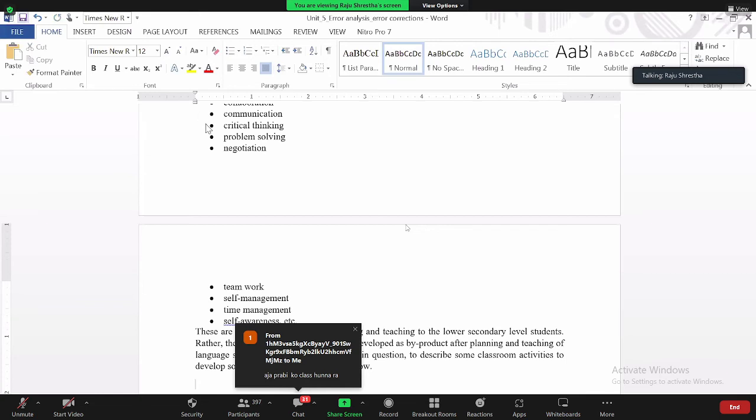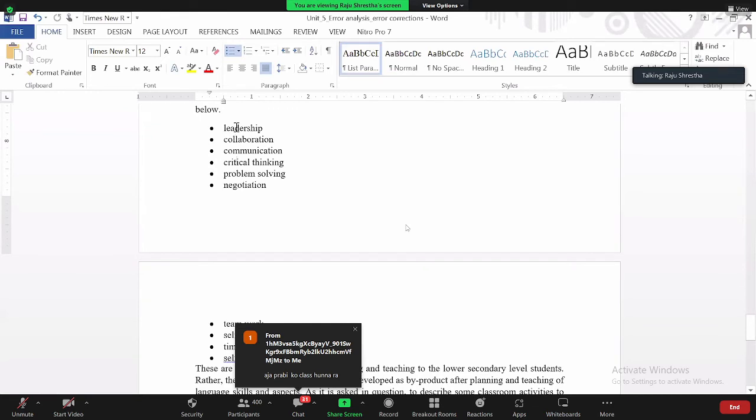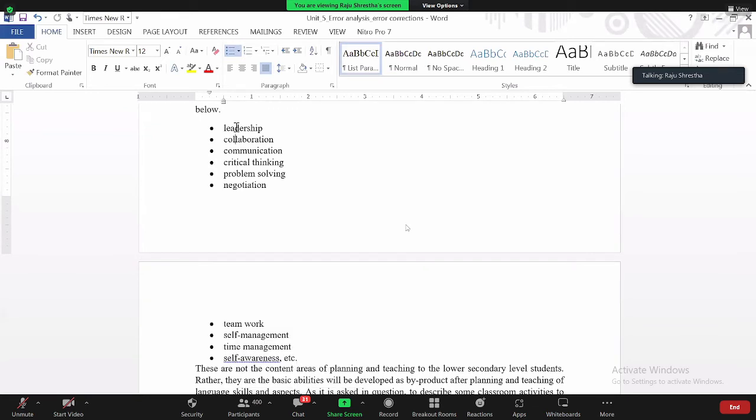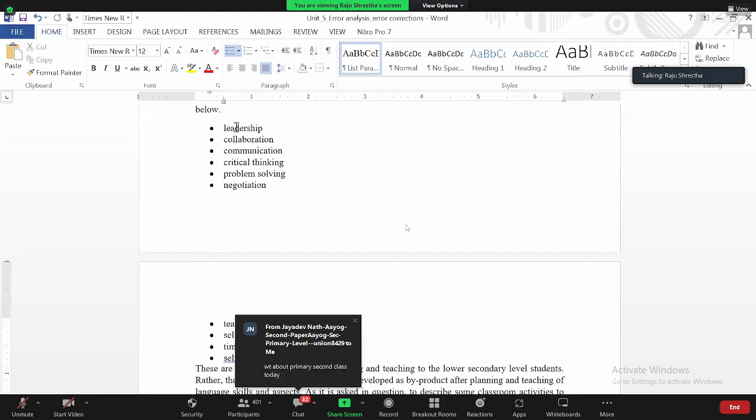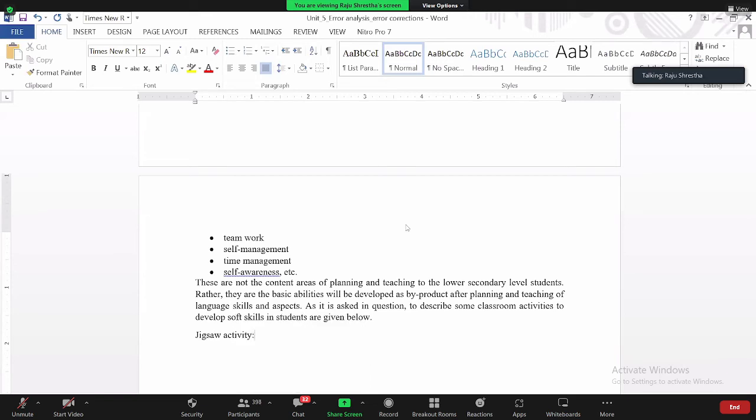So you understand how we develop problem solving ability, critical thinking skill, communication skill, collaboration, leadership, teamwork, group work, self-management. Think about how these can be developed. Then you write here about which activities. These activities means reading and listening, we can use.